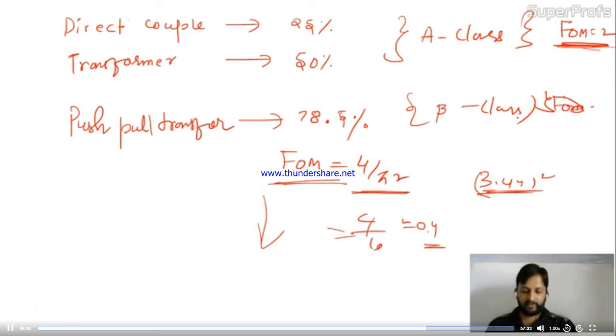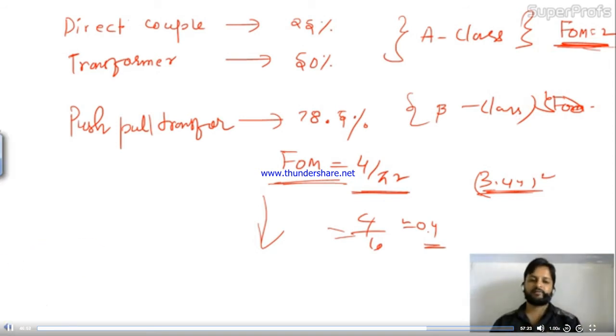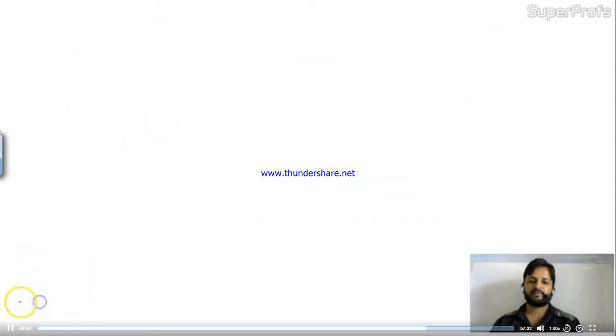Okay friends. Now some advantages are given over here. Let me erase this. The biggest advantage of the class B amplifier is that the efficiency is greater than the class A amplifier. Okay, and what is the disadvantage? The disadvantage is that the circuit is bulky because we are using two transformers over here.